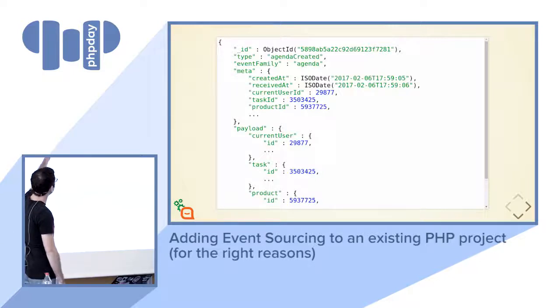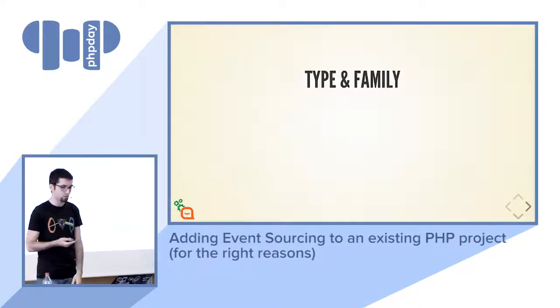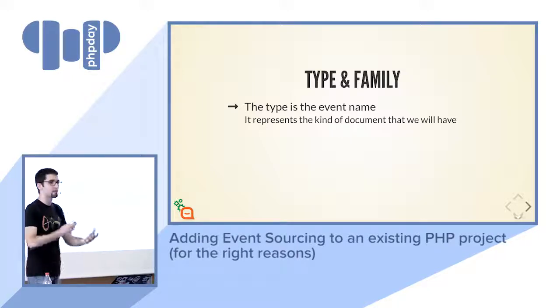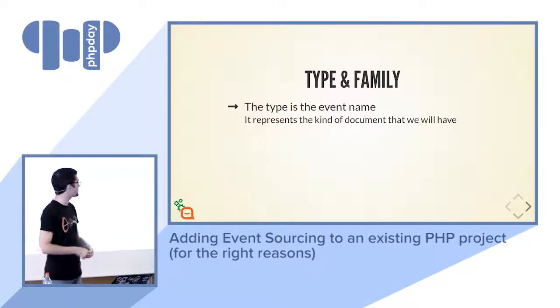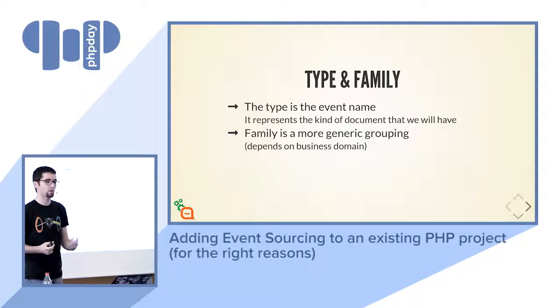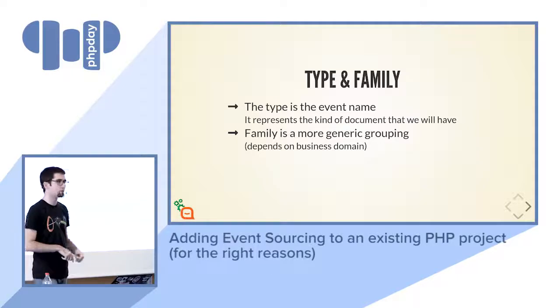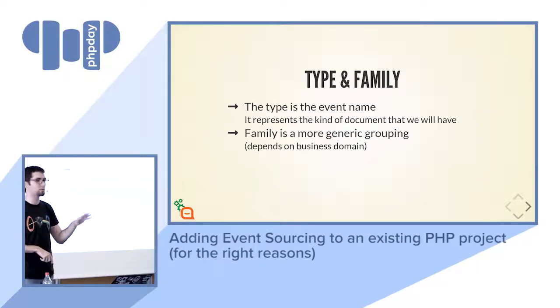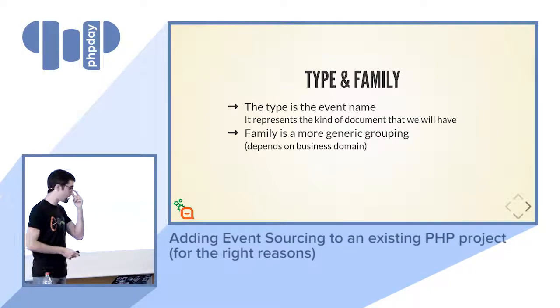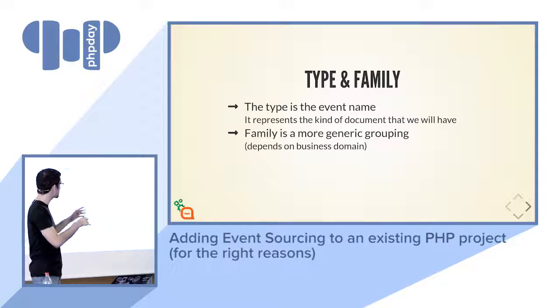We have type and event family as 2 strings. The type is the event name, so it says what document you have in front of you, and it's used to know what fields to expect in there. And the family is more of a grouping. For example, the type can be payment received, product sold, user created, and mind you, the name must be in the past, because the events have just happened in your application. The family may be something like the payment family, the product family, the account family. It's just a grouping to know the generic meaning of the event.